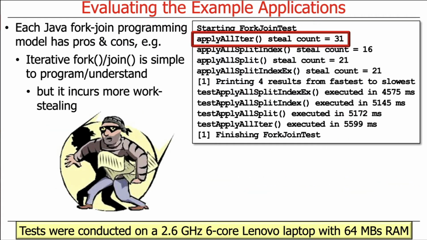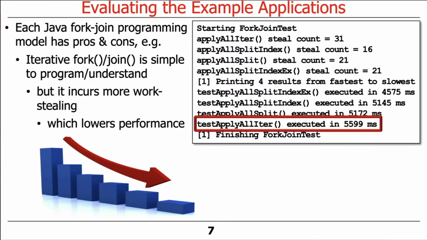However, when we run the program, you can see that the work stealing count for this implementation is significantly higher than all the other ones. So for this particular example, which was on this particular platform, the work stealing count is 31. So that's high. And this was on a 6-core Lenovo laptop. I should probably rerun this at some point. I've got a lot more cores. Maybe we'll run this for real on my Mac and see how it performs there. And as a consequence, performance is lower.